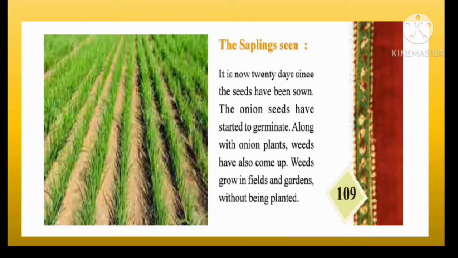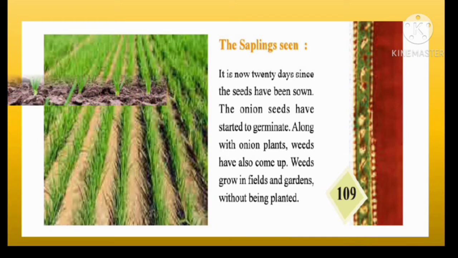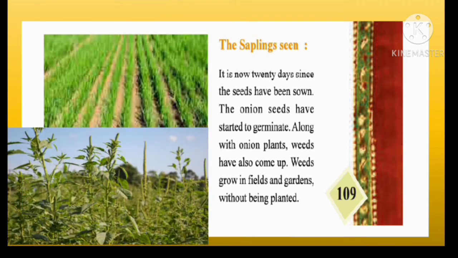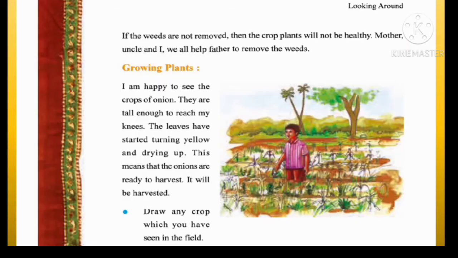Now the saplings are seen. You can see the small germination of the plant. Now 20 days since the seeds have been sown, the onion seeds have started to germinate. Along with the onion plants, weeds have also come up. Now what are weeds? Weeds are unwanted plants which are not sown as seeds. Weeds grow in the fields and gardens without being planted. If the weeds are not removed, the crop plants will not be healthy.